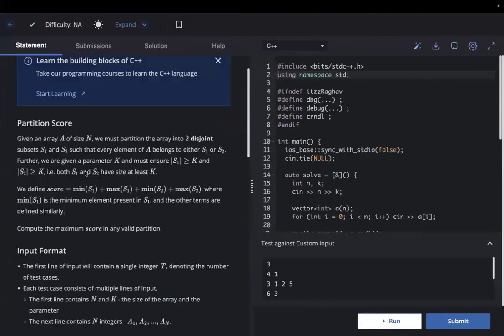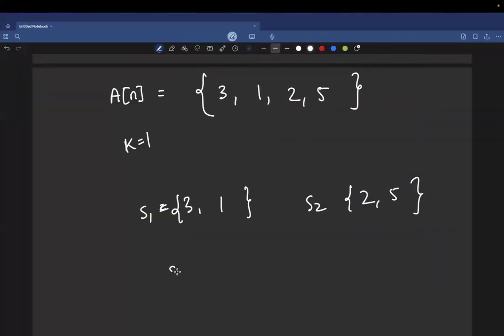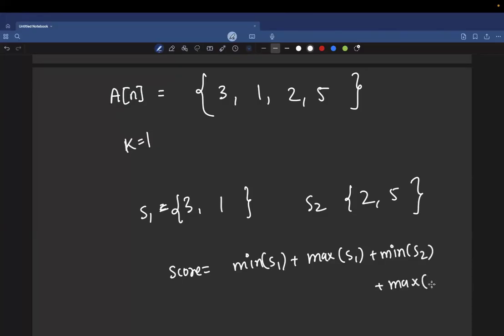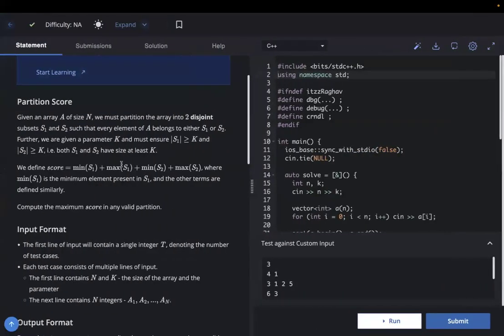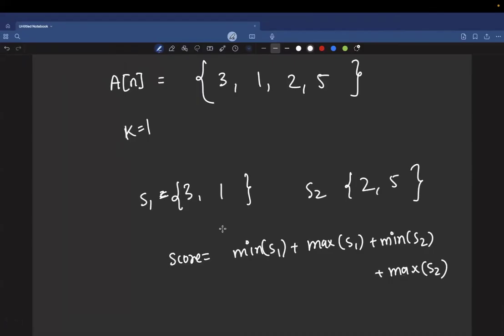Then the score of this partitioning is equal to minimum of S1 plus maximum of S1 plus minimum of S2 plus maximum of S2. This is what the problem says: minimum, maximum, minimum, maximum for S1 and S2. In our case, minimum of S1 is 1, maximum is 3, minimum of S2 is 2, maximum is 5. The score here would be equal to 11.